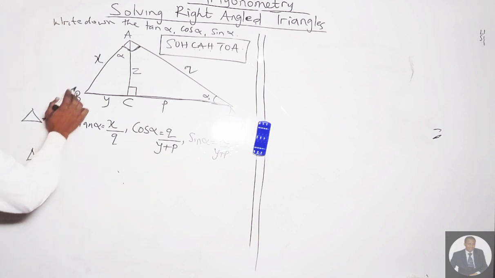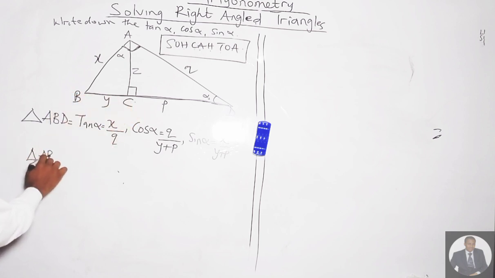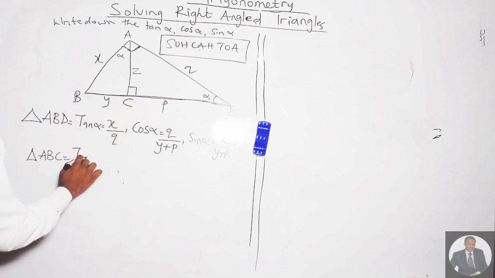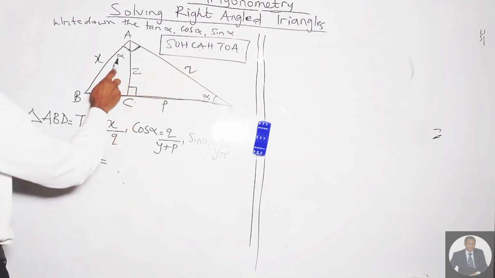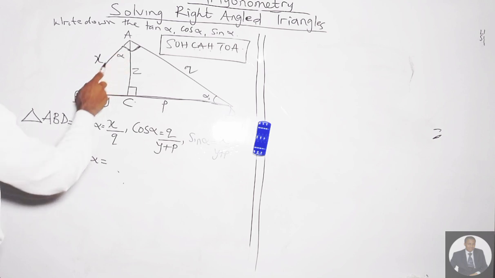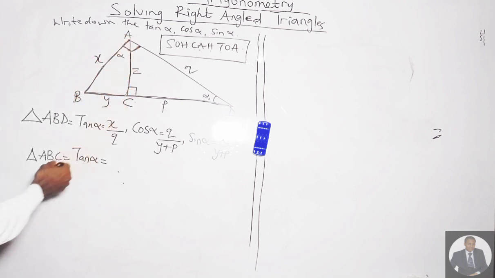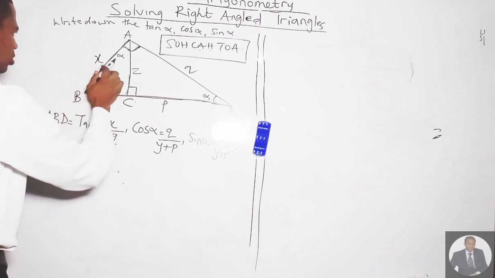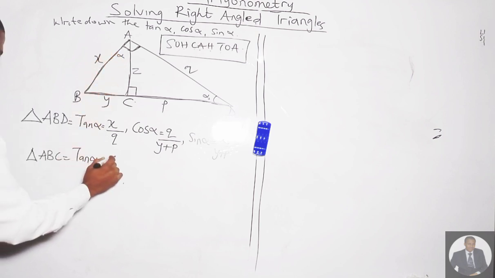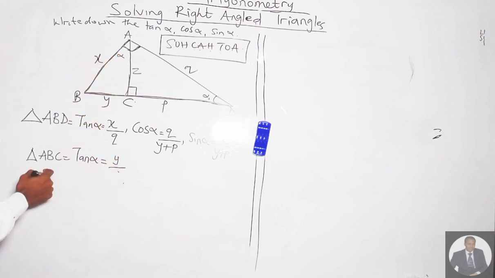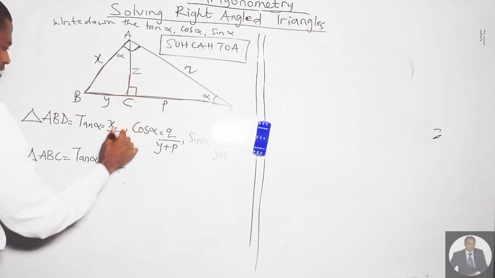Considering triangle ABC, tan alpha will be opposite over adjacent. This is our alpha for this triangle, the angle in consideration. Tan will be opposite. What's opposite this angle? y, y over. What's the adjacent? This is the hypotenuse for this triangle. This is the adjacent, z.